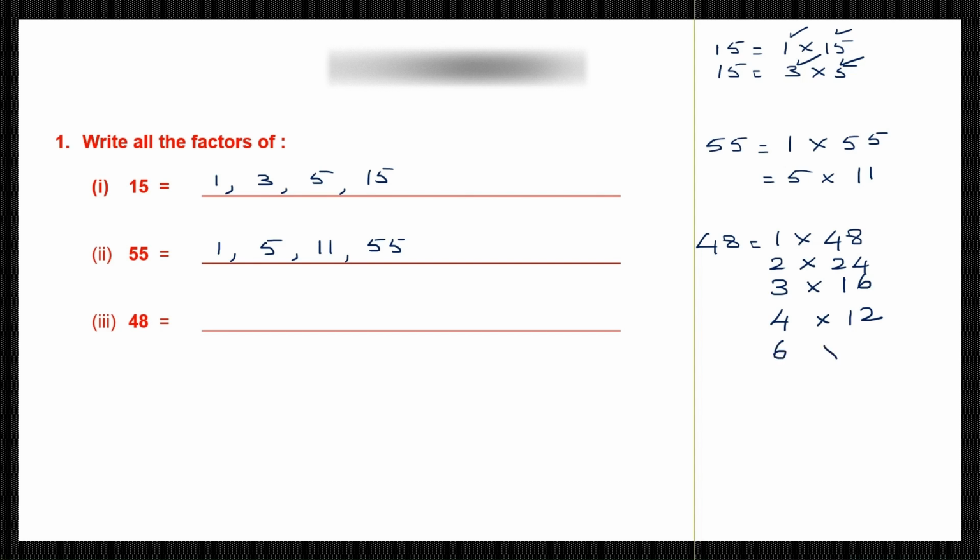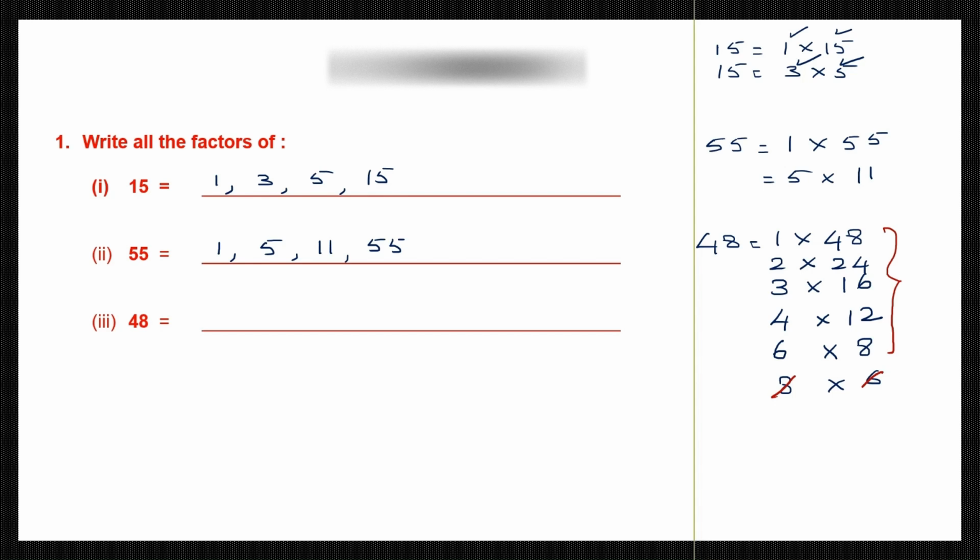What about 6? 6 eights are 48. What about 7? No. 7 into nothing will give us 48. What about 8? 8 sixes are 48. But 8 and 6 are already there. It's already there, isn't it? So I don't have to write it. So these are all the factors of 48.